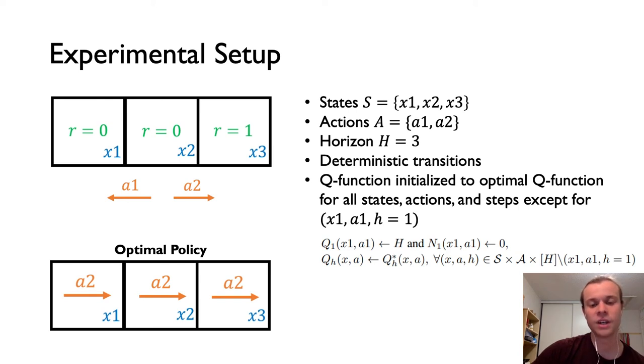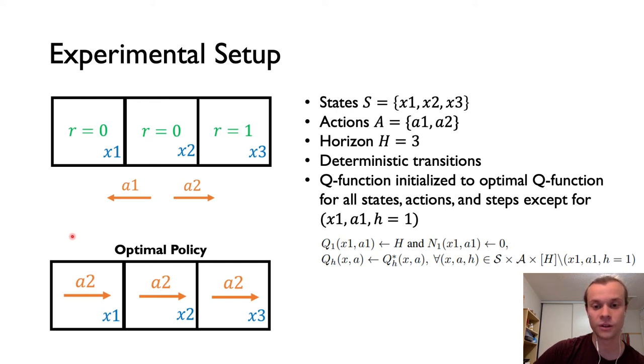Finally, the initialization we use here is that the Q function is optimal for all states and actions and steps except for state x1, action a1, and step h equal to 1. So what does that correspond to? That corresponds to this leftmost state here. It corresponds to the left action, which is just running into the wall and staying in the same state. And it corresponds to the first step. So note that the optimal action here is going right.